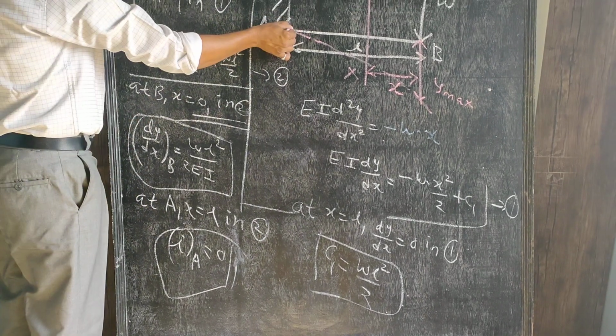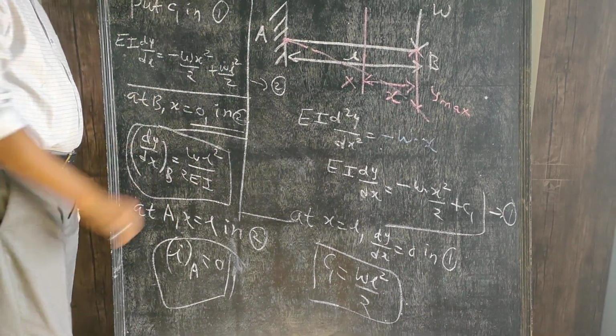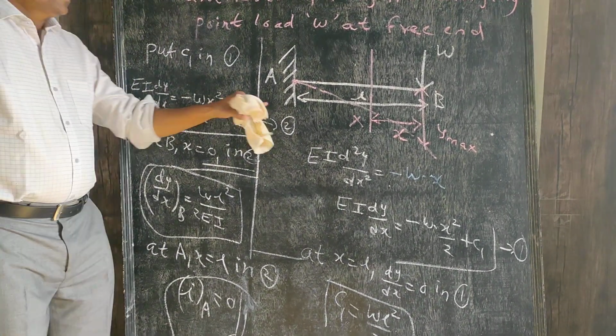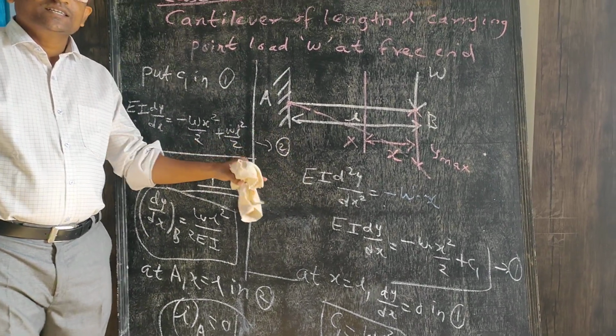Slope at A is 0, that is already known to us, which was used as a condition. Mathematically also it is coming 0. So the slope part is now over. Now we'll move to the deflection part. Okay. So the deflection part we'll see in the next video.